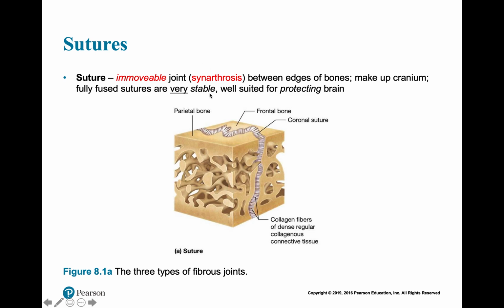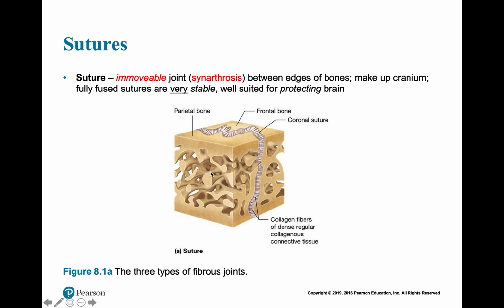And these are very stable joints, and that's because, if we're going to find sutures between the bones of the cranium, do we want our cranial bones to be able to move freely? Do we want more movement there, or do we want stability there? We want stability, right? So we want the bones of the cranium to be very tightly fastened together to be well suited to protect the brain that's contained within.